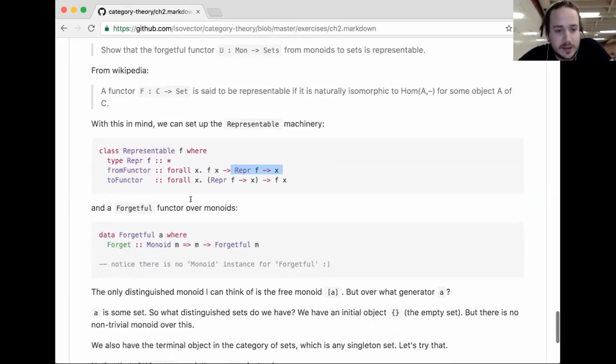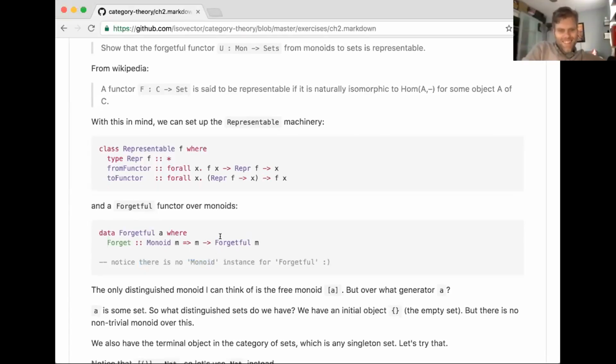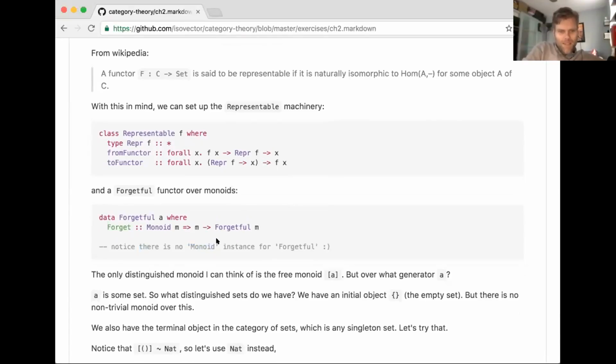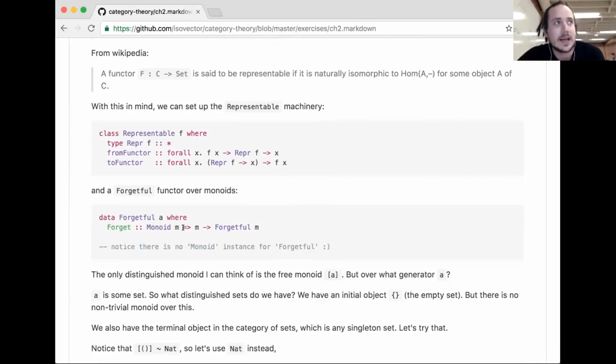So I made this silly forgetful thing, which is like, if I have some monoid M, then I can get forgetful, and there isn't a monoid instance, so I've forgotten my monoid instance. Yeah, so that's just the type M, right? Yeah, that's a good way of representing it. And so this thing isn't a Haskell functor, but that's okay.